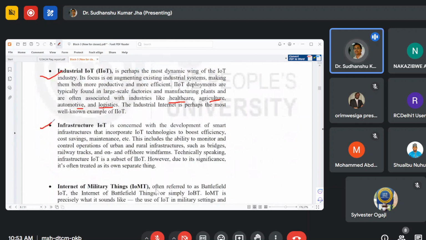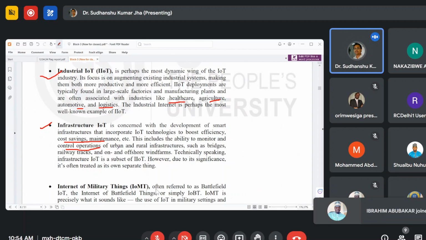Similarly, infrastructure IoT considers those IoT enabled devices which are used for smart infrastructure development to boost efficiency, cost saving and maintenance. It includes the monitoring and controlling of the operation of utilities, farms, etc., which are IoT enabled and used for infrastructure development and operation.